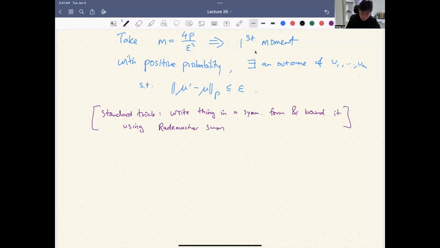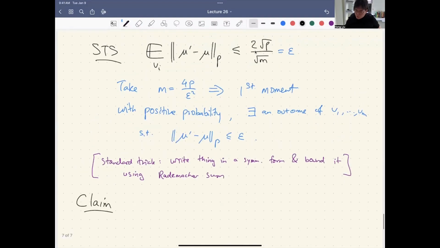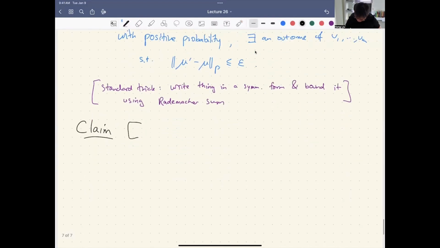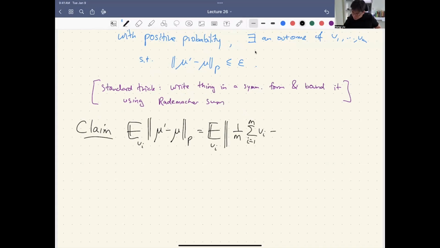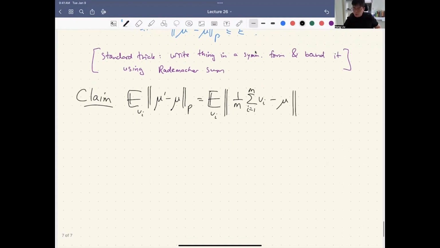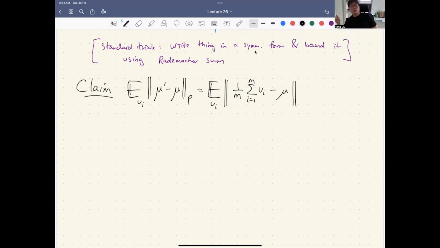What do I mean by this? Let's see the details. Okay, so here's the claim. This is the purple part I'm talking about. What we want to bound is this expectation, the p norm of the difference. So let's first write out what this p norm of the difference is. What's this mu prime? It's the sample mean, so that's the average of v_1 to v_m, minus mu.